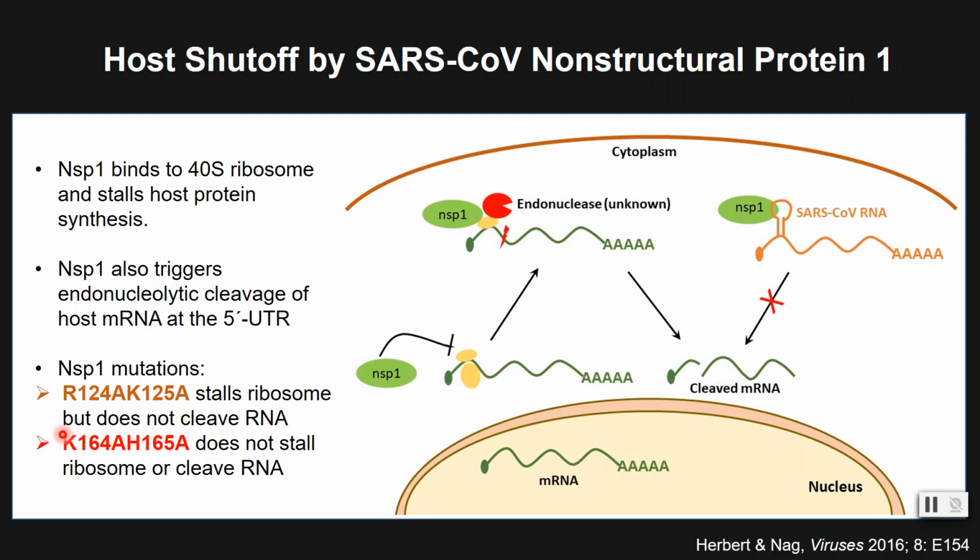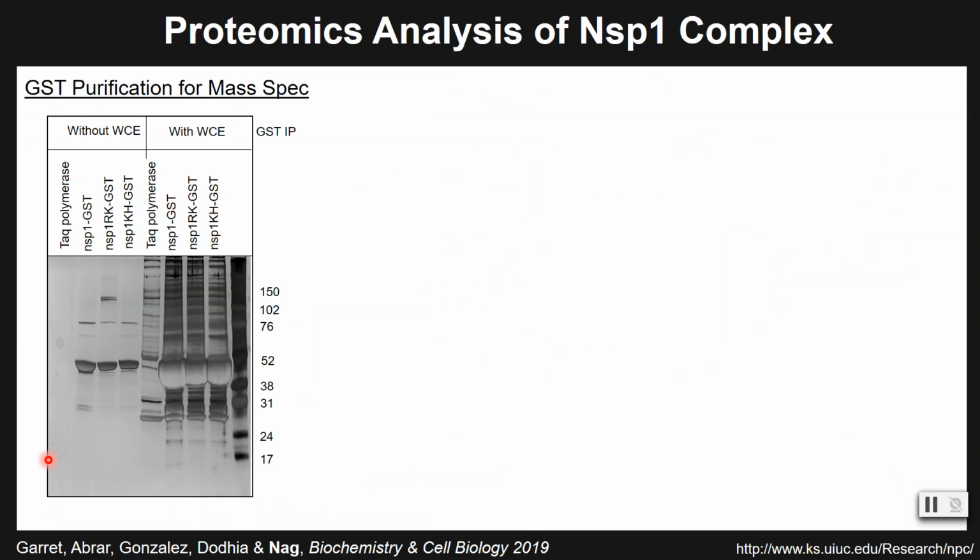The other mutation, the lysine histidine mutation, does not stall the ribosome or cleave the RNA, so it can be used as a completely inactive mutant. So using these three proteins, the wild-type NSP1 and the two mutants, we wanted to identify host proteins that bind to NSP1 and its mutants.